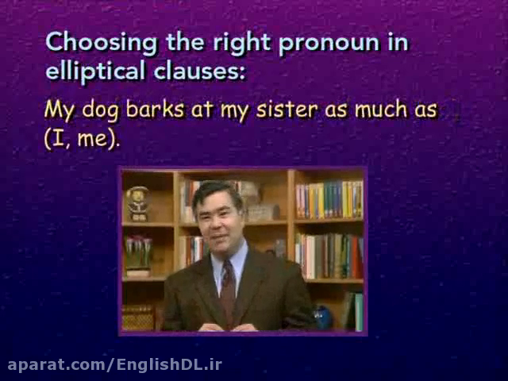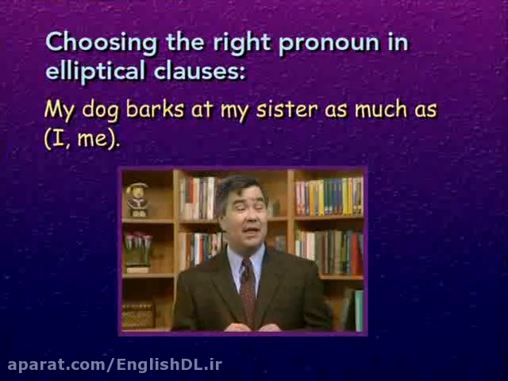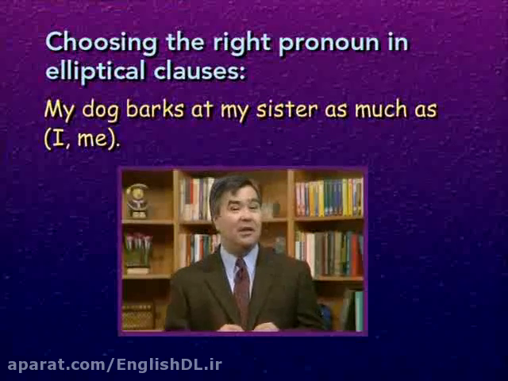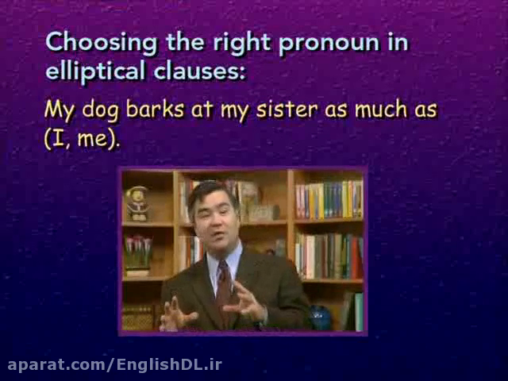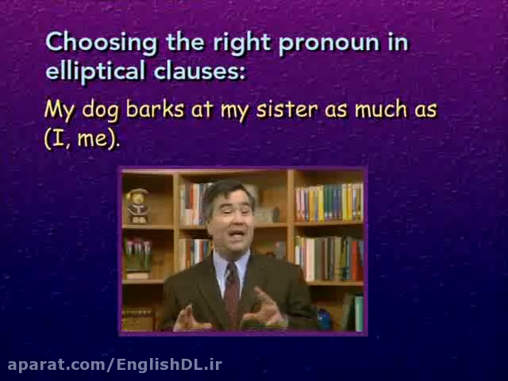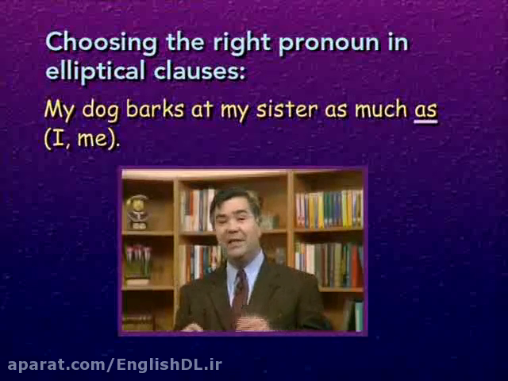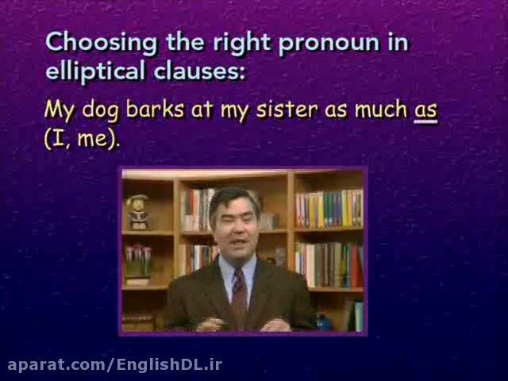Take a look at this example. My dog barks at my sister as much as I or me. Okay, once again we have an elliptical clause at the end of the sentence from which some words have been omitted. And in this case, it begins with as. That's the other word that often begins an elliptical clause. Now, what is being said here?